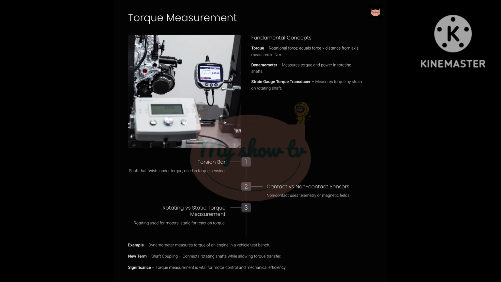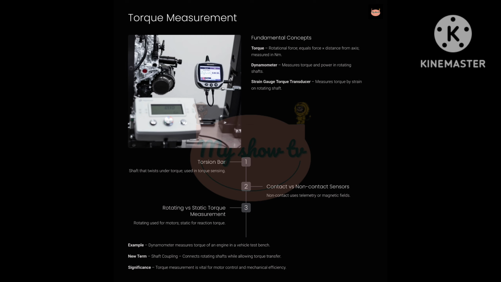A strain gauge torque transducer is a specialized device that detects the twisting of a shaft due to torque and converts it into an electrical signal. A torsion bar is a shaft that deforms slightly under torque. The amount of twist tells us the torque applied. In modern systems, non-contact torque sensors use telemetry or magnetic fields to measure torque without touching the rotating shaft. Rotating torque measurement is used in motors, turbines, and gearboxes. Static torque measurement is used when the system is not rotating, like in clamping devices.